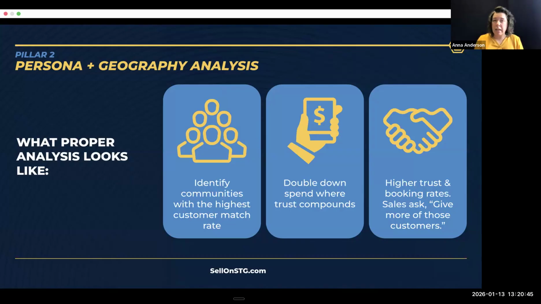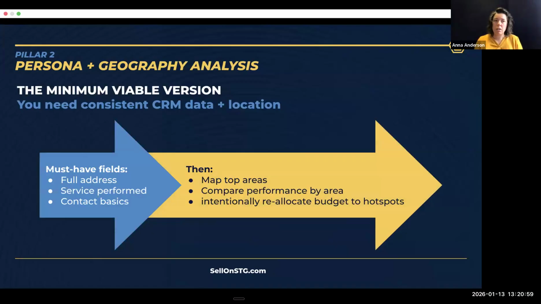When you understand that, you have a whole other realm of information you can make decisions off of, because no longer are you going off of that gut feeling. Let's talk a little bit about what is the minimum viable version of ensuring that you are able to move forward. So we talked a little bit about this, but the contact basics, the services performed, and the full address is that minimum field that's needed.